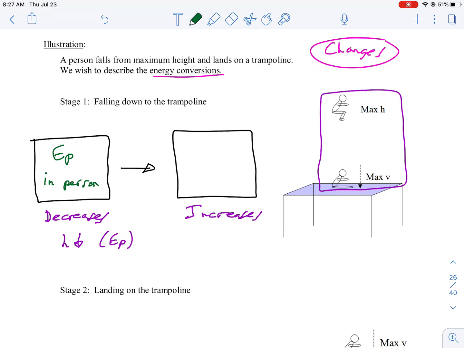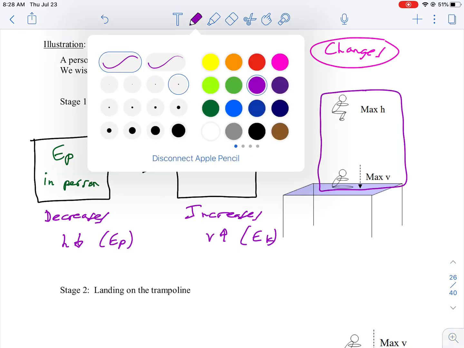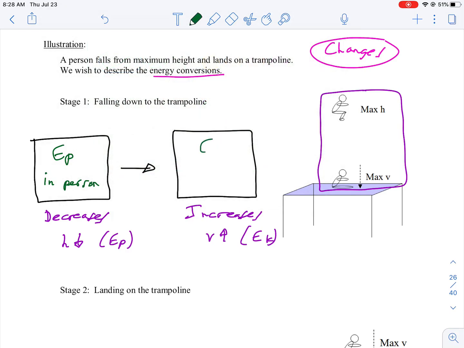At the end, for what increases, well, we can see that the speed is increasing. And speed is kinetic energy. So that's what goes into the second box. This would be the kinetic energy. And the object, well, it's still in the person, which means there's no transfer. It stays inside the person and just goes from potential energy to kinetic energy. So from what decreases to what increases. Good, that's our first stage.